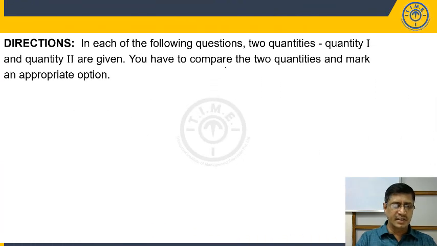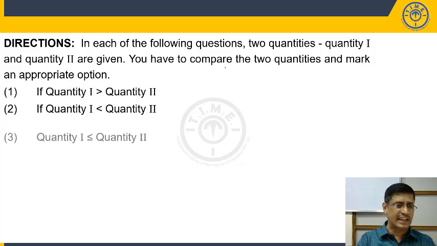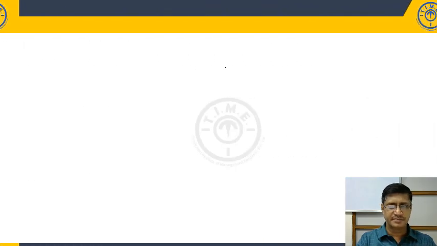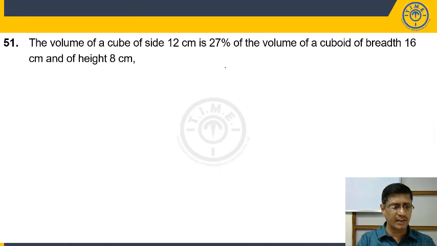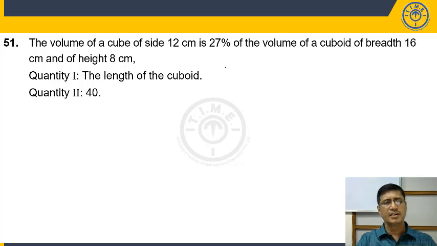Now look at the next set of questions based on the directions given here. The two quantities are given here. You need to compare the two quantities and mark the appropriate option based on the directions given. Of course, all these you read very well in your mock exam, and just based on that compare the quantities given, 1 and 2. Look at the first one.